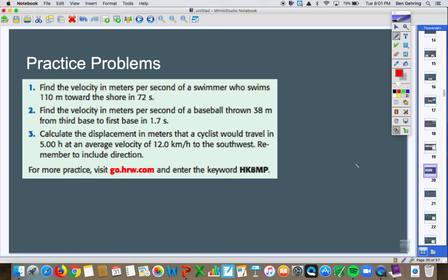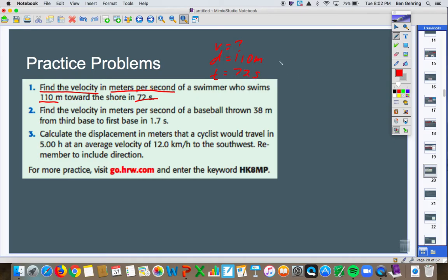We'll do another one here on this slide. I will do the first one with you, and then I'll let you answer the second two, and I'll give you the answers, so make sure you pause the video after we do the first one. So question 1 says, find the velocity in meters per second of a swimmer who swims 110 meters towards the shore in 72 seconds. So things that I know. 1, I'm looking for velocity. I'm looking for V equals. 2, I know that the distance, so they swam 110 meters, so I know distance is 110 meters. And I know that time, it took them 72 seconds.